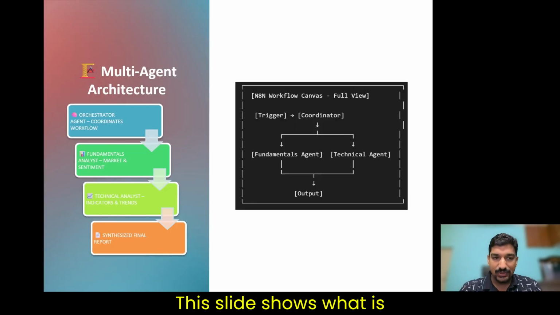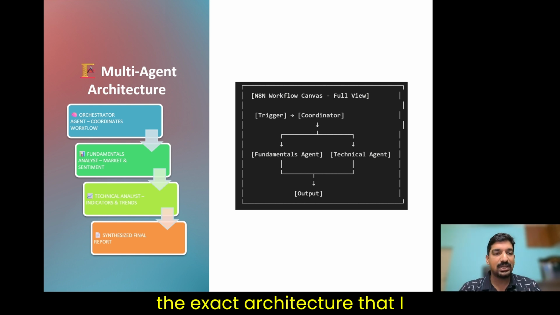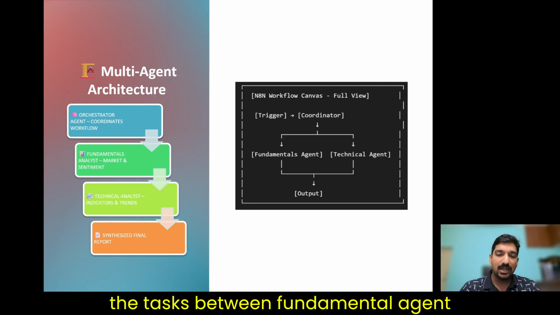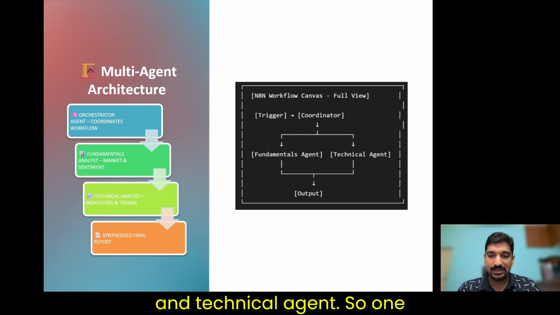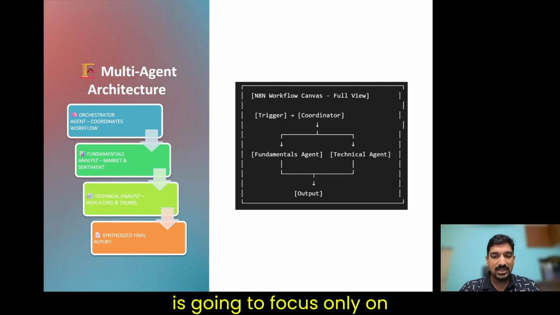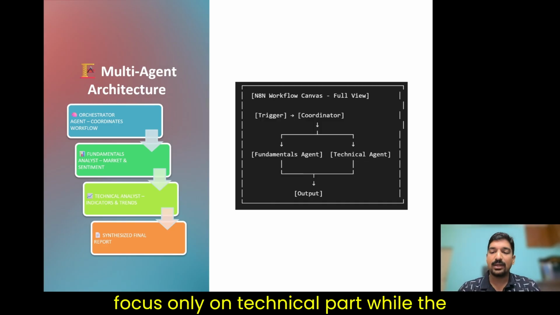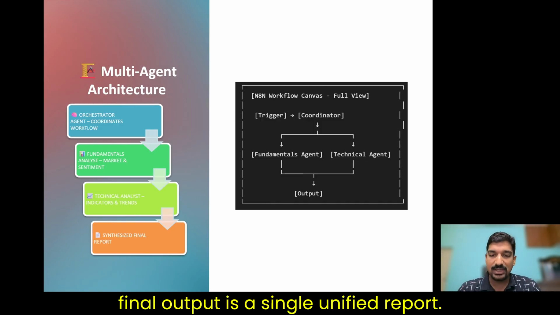This slide shows the exact architecture that I have used to build the agent. We have one coordinator, or orchestrator, agent who coordinates the tasks between the fundamental agent and the technical agent. One is going to focus only on fundamentals and the other only on the technical part, while the final output is a single unified report.